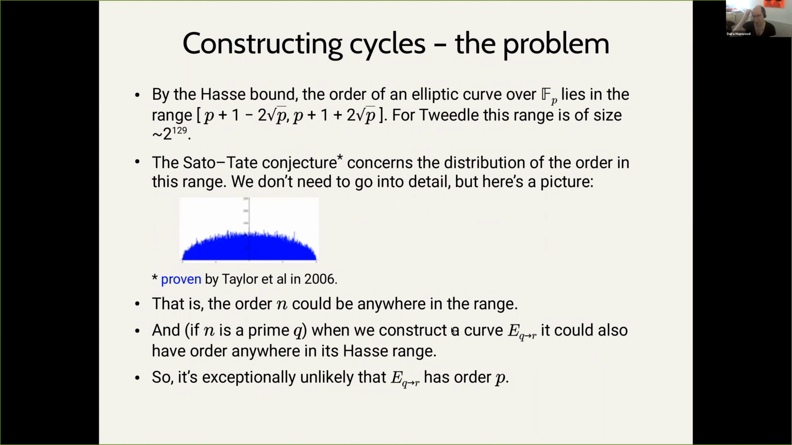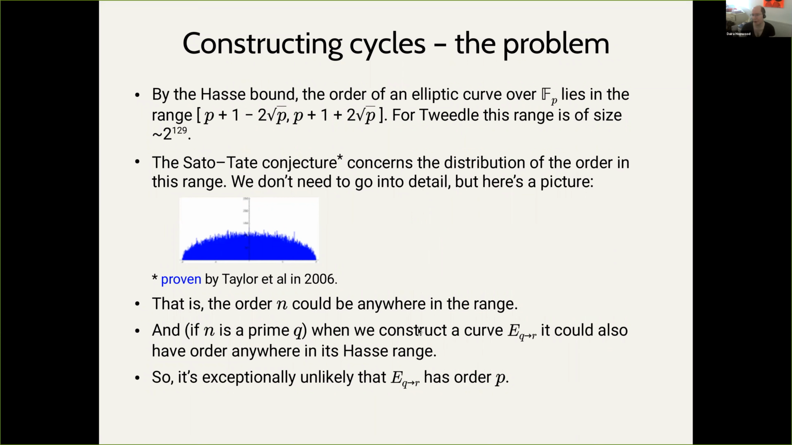So the problem that we need to solve is the order of an elliptic curve over Fp is in this range. So the size of the range is basically proportional to the square root of p. So for the Tweedle curves, that's a 2 to the 129 range. And basically, if we choose a random curve over this field, then it will have this distribution of possible orders within the range. So it could be anywhere, basically.